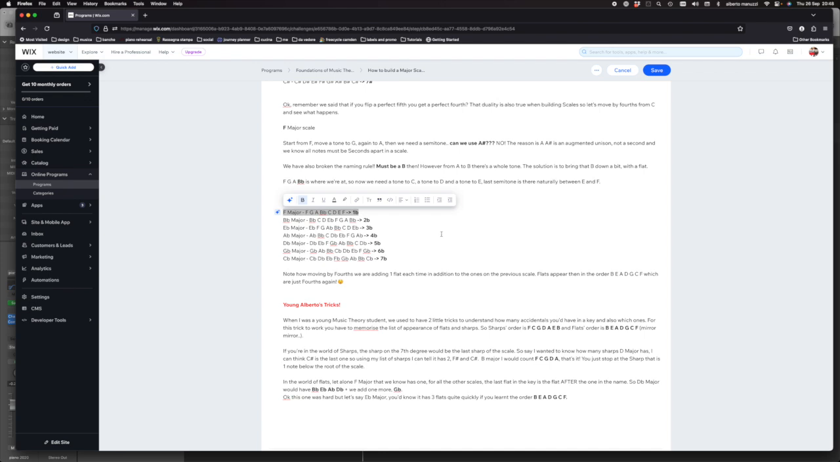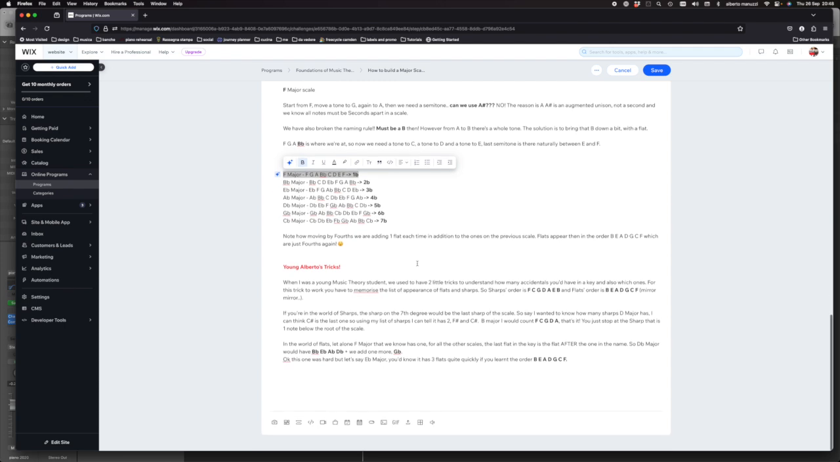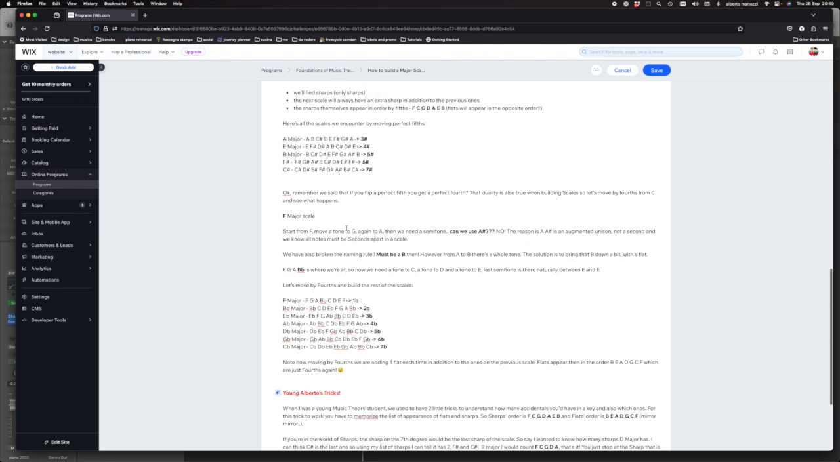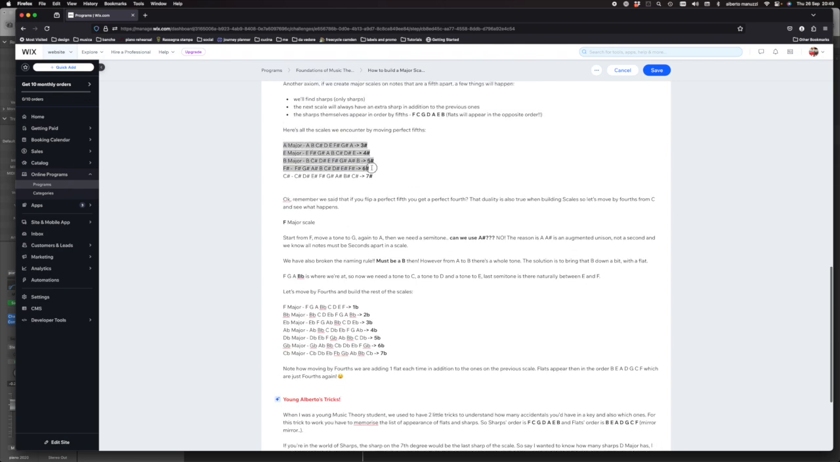G is a fifth from C, has a sharp. And then the rest unfolds, basically continuing by fourths on the left and by fifths on the right. Okay? Very, very complex stuff. Please go, and I've given you all the scales here, but go and redo all of this, or pick one. Right, I want to do B major.